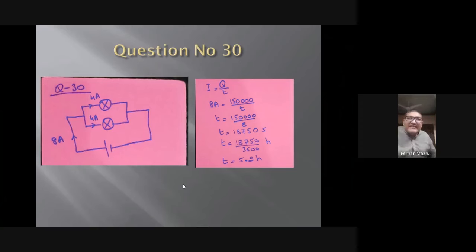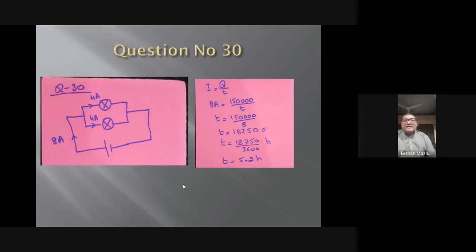So I know that I equals Q by T. The current coming from the battery is 8 ampere, and the charge we are talking about is 150,000 coulomb. So 8 equals 150,000 divided by T. So take the T to the other side, 8 will come downstairs. So I got 18750 seconds.